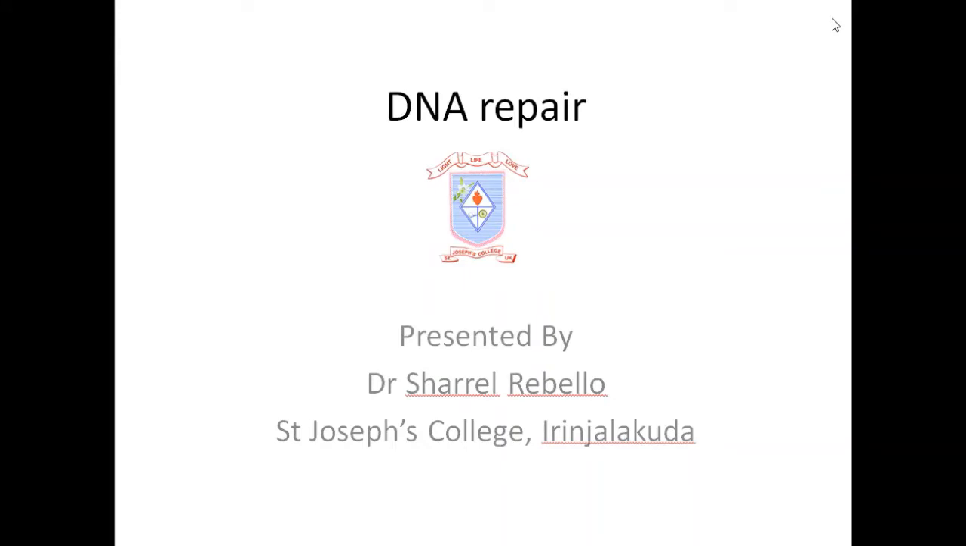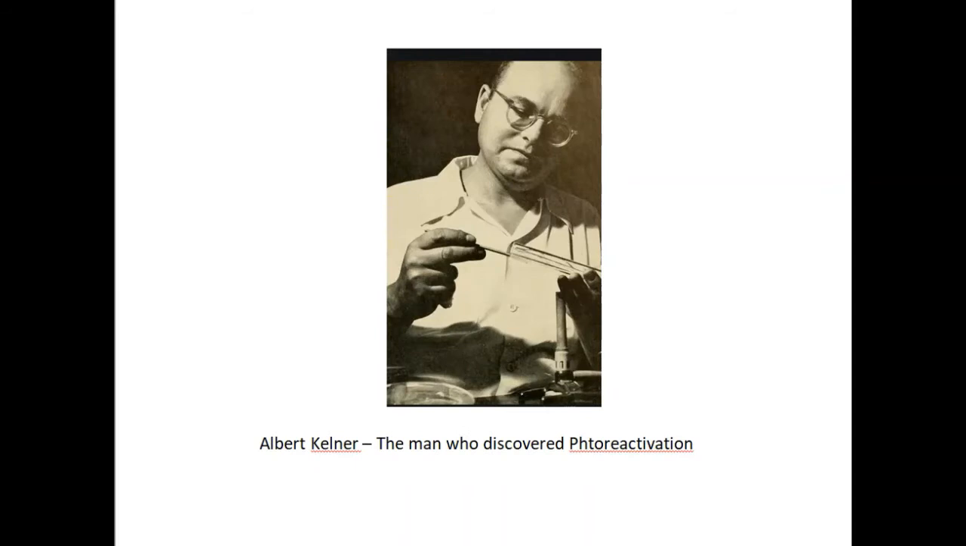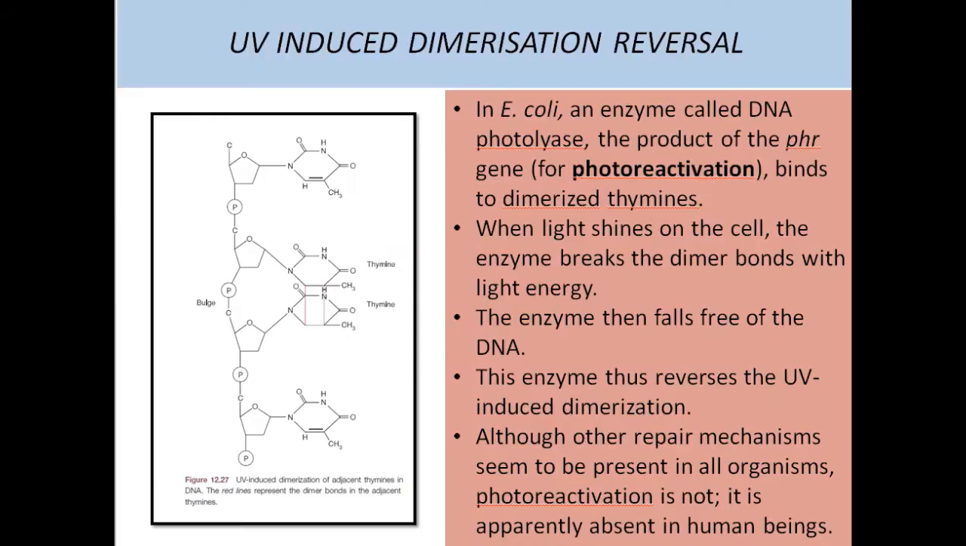DNA repair. The first type of mutation repair which I would like to discuss is based upon photoreactivation. The photoreactivation based DNA repair was mainly discovered by Albert Kelner, and he is the scientist behind this. Now, what is photoreactivation? But before that, we need to talk about the UV-induced dimerization.